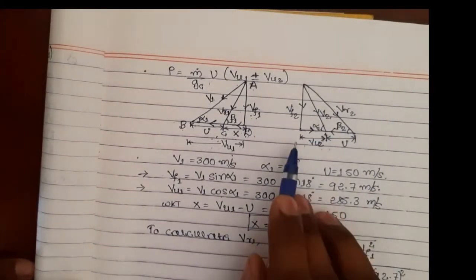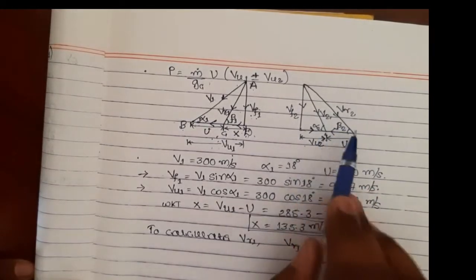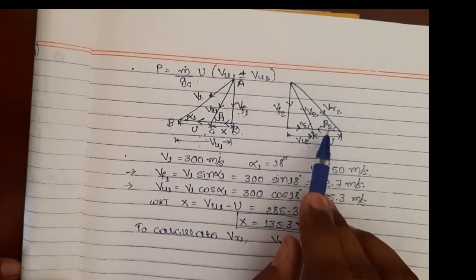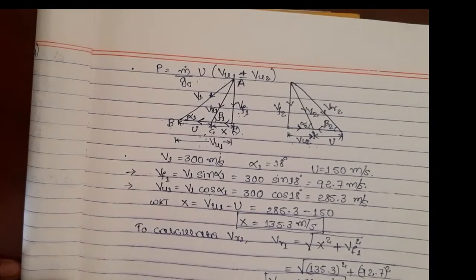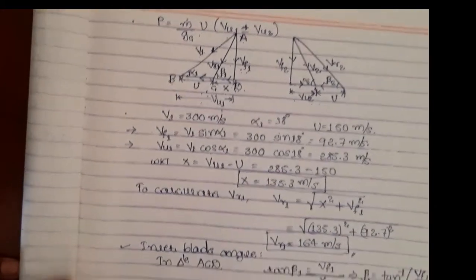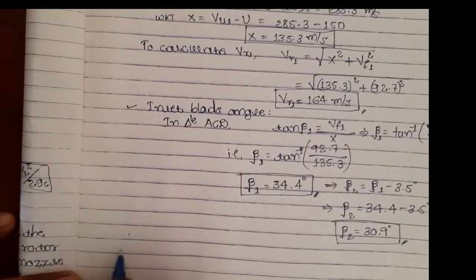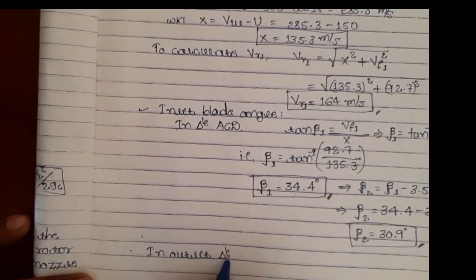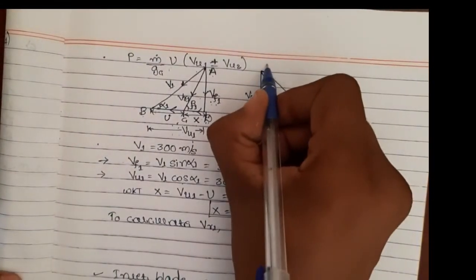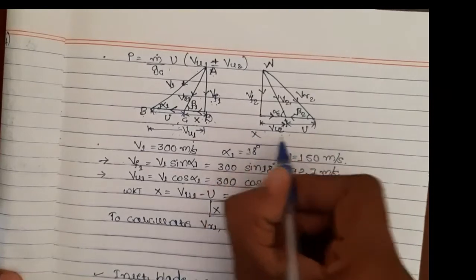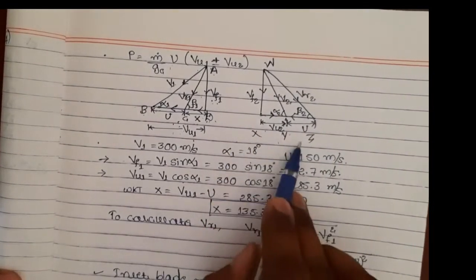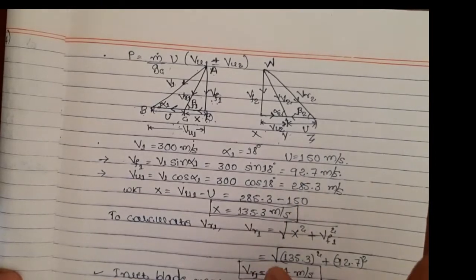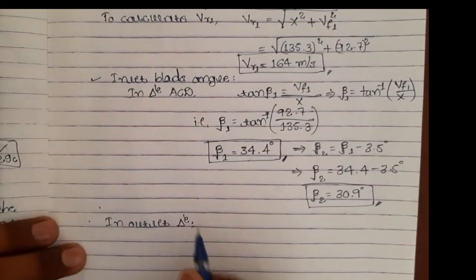In the outlet triangle, what do we know? We know beta 2 only. Except beta 2, we do not know anything. So to start with, we will calculate in the outlet triangle. In the outlet triangle, again I will name W, X, Y, Z just for the purpose of understanding. W, X, Y, Z is the outlet velocity triangle. In the outlet triangle, what we know, we shall write.